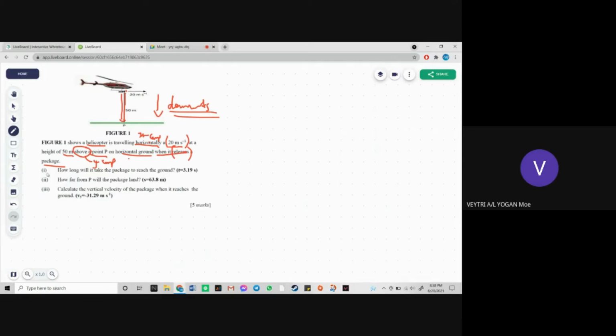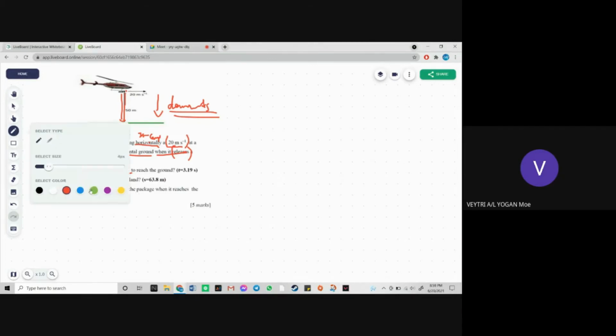Sekarang, untuk soalan yang berbentuk 1, 2, 3 begini, it's best for you to do separate stuva. Kenapa? Let's say soalan A dia cakap pasal package. Soalan B tiba dia cakap pasal helikopter. Luckily here they're talking about package. Let's say dia cakap pasal helikopter. Takkan nak guna stuva yang sama untuk package. Doesn't make sense, right? You have to use stuva baru untuk helikopter. So over here they're talking about the package, movement of the package.